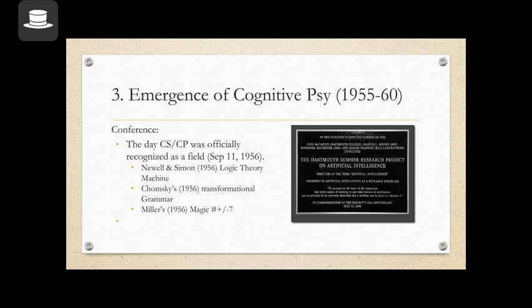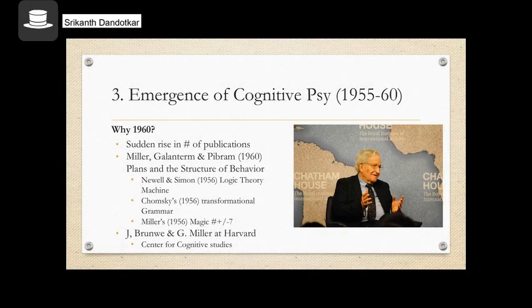In the next slide, we'll talk about why, if so many things happened around 1956 to 1960, 1960 is particularly considered the psychology's birth year. So we said cognitive psychology emerged gradually, but why 1960 as the year of its birth? Several important things happened around this time. Number one, there was a sudden rise in publications in the 1960s specific to mental processes, memory, attention, and decision making. The number of publications on these topics rose.